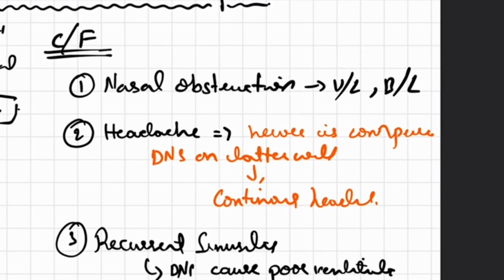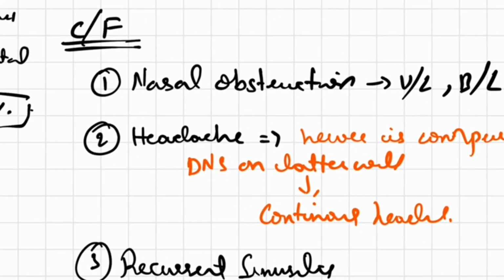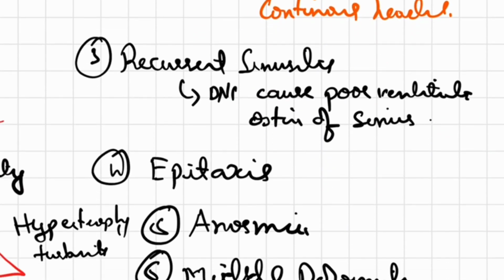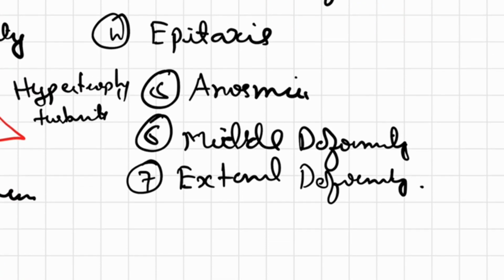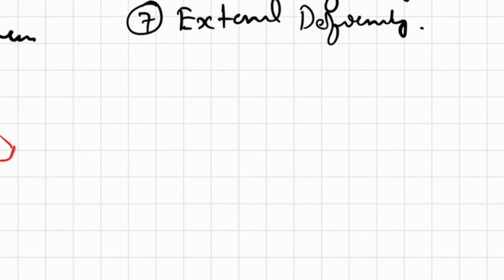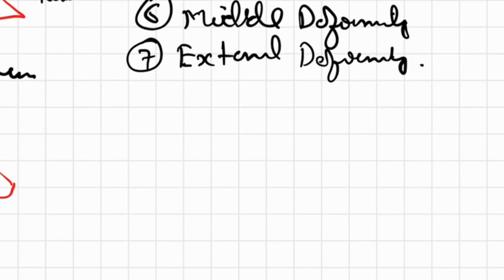So the clinical features seen are the following: nasal obstruction, which can be unilateral or bilateral; headache, where the nerve is compressed by DNS on the lateral wall, which leads to continuous headache; recurrent sinusitis; epistaxis; anosmia. Anosmia is due to a decrease in the inspired air reaching the olfactory region, which leads to total or partial loss of smell, known as anosmia. We can also see middle ear infection and external deformity.